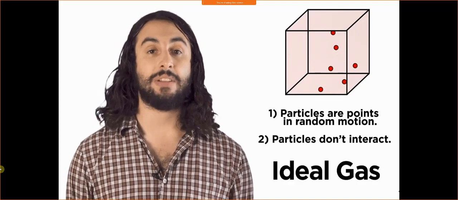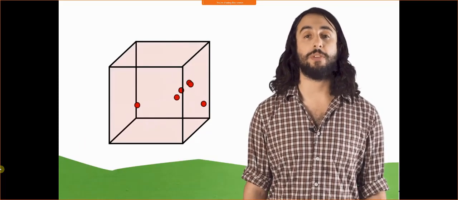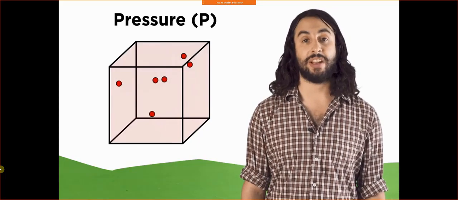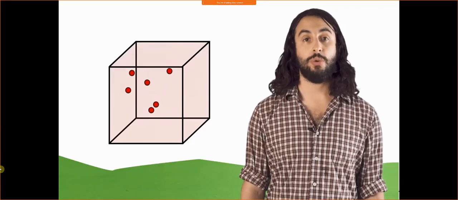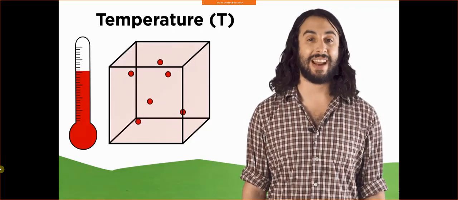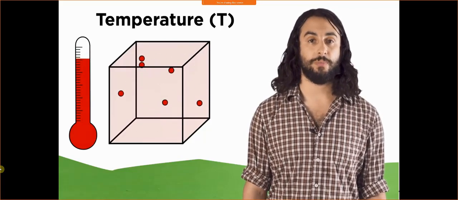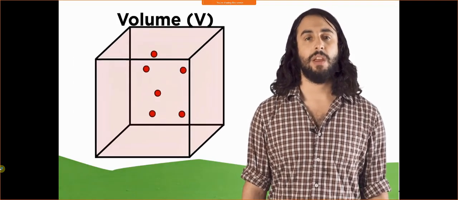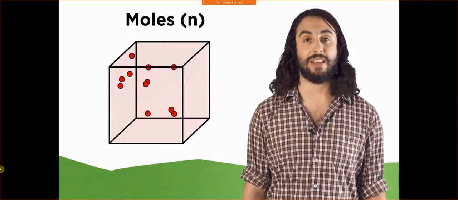These things aren't completely true, but they make the math easy and surprisingly accurate, so these kinds of samples are called ideal gases. When examining an ideal gas, we want to be able to discuss 4 variables. 1, pressure. This is the force the gas is exerting on its container, or rather, how much the particles are hitting the sides. 2, temperature. This is the amount of heat energy available to be transferred into kinetic energy of motion. The higher the temperature, the faster the particles move. 3, volume. How big is the container? And 4, moles. How many particles are there in the container?